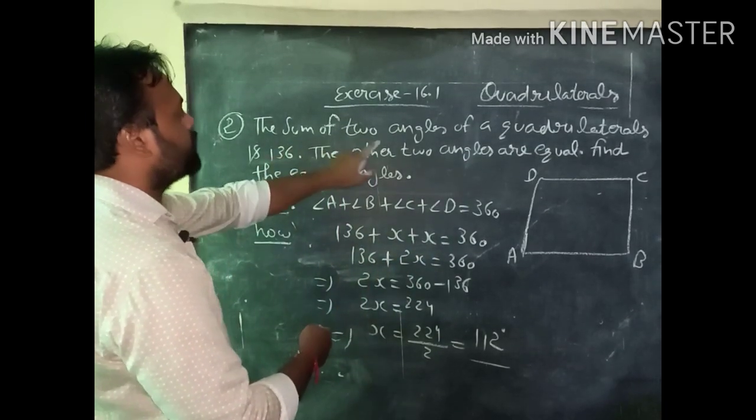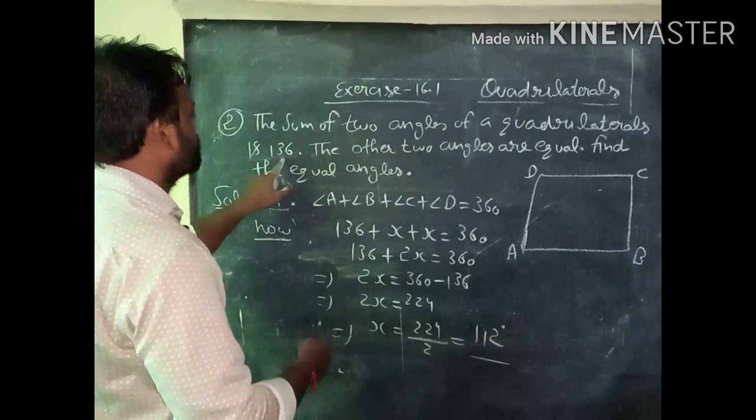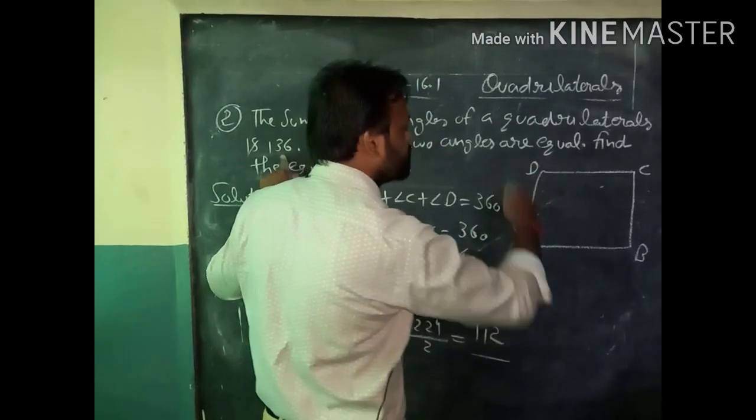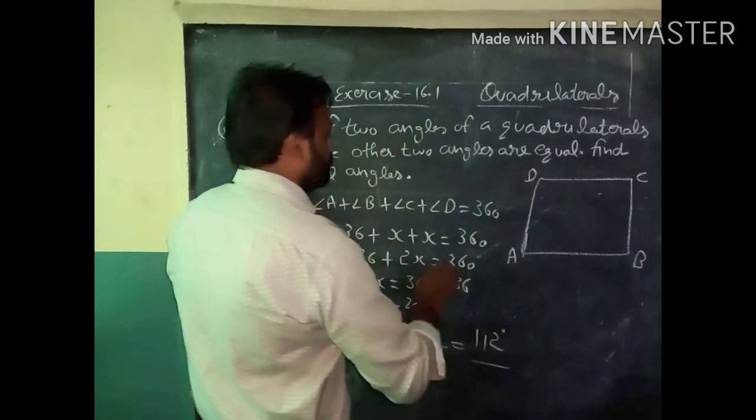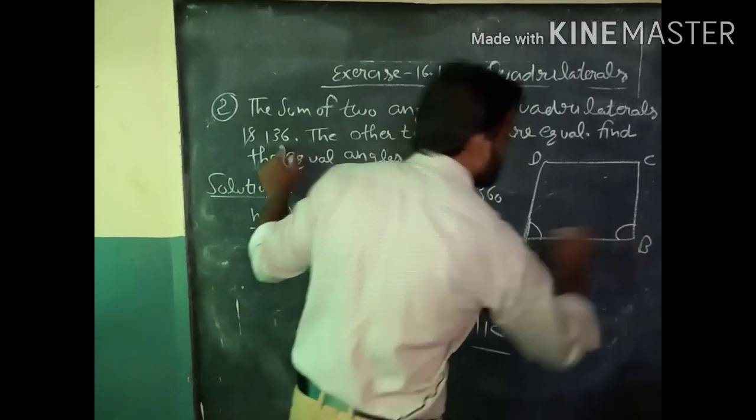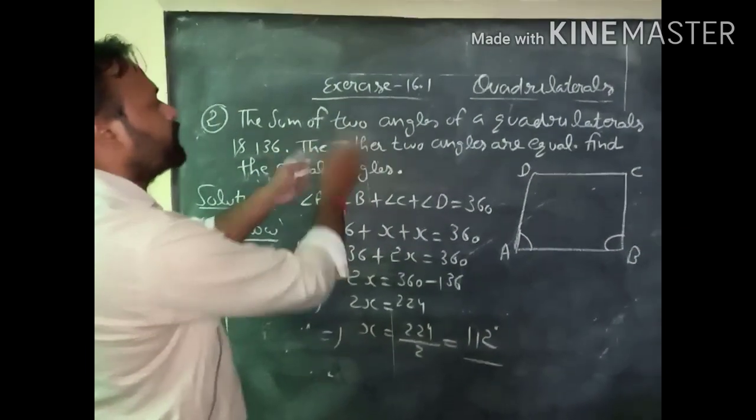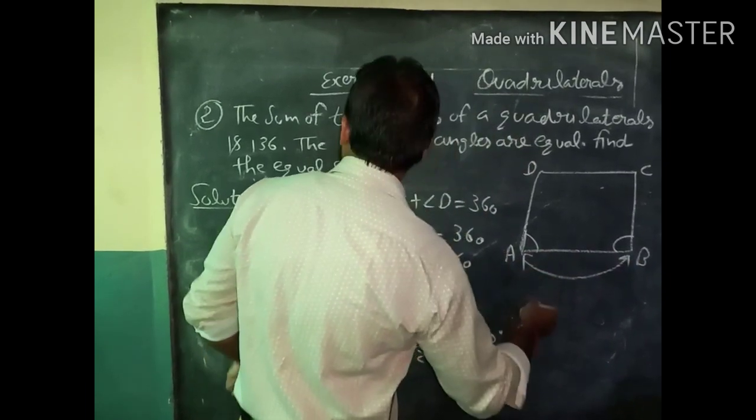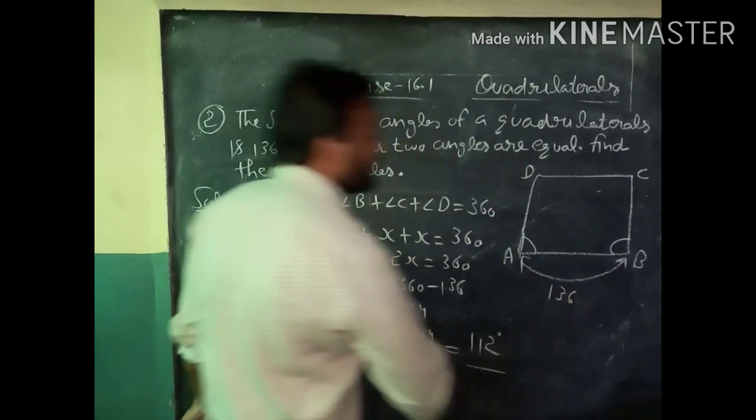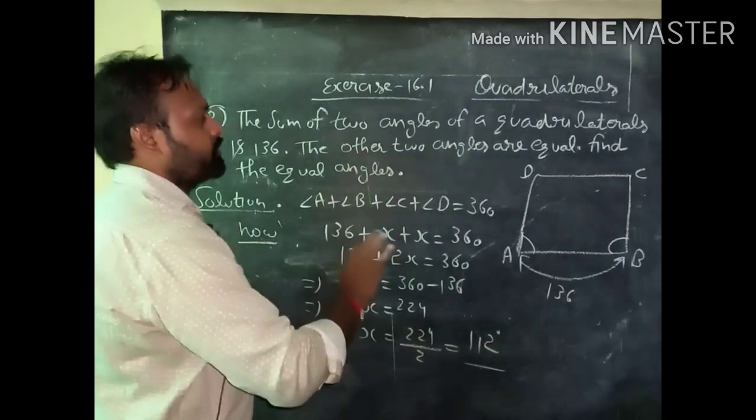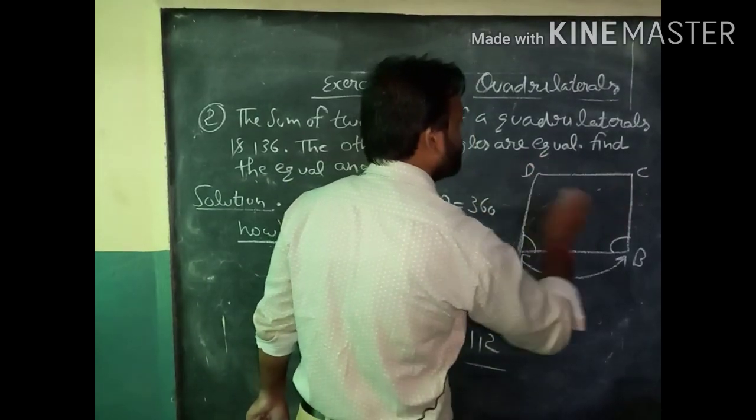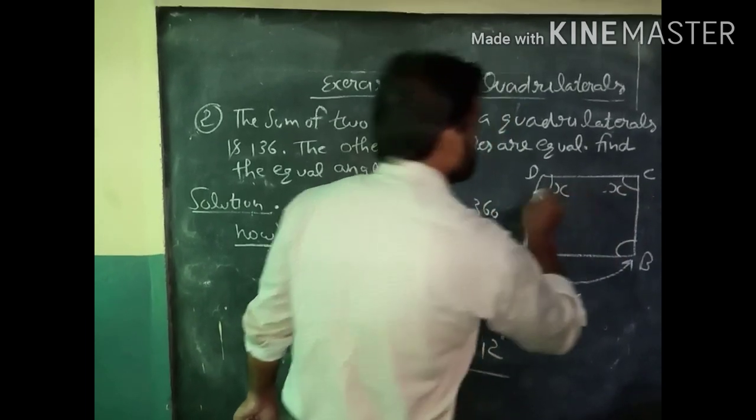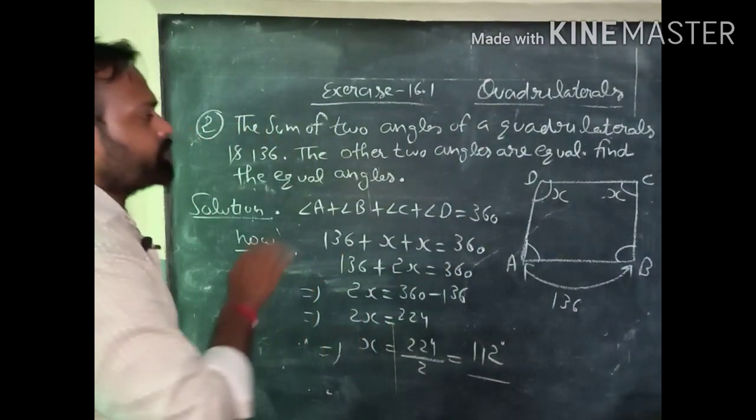First of all, the sum of two angles of a quadrilateral is 136. You can also draw a rough sketch because with the help of the diagram you can easily understand. Suppose this is angle A and this is angle B. We are supposing the sum of these two angles A and B is given as 136, and the other two angles are equal, meaning angles C and D are both equal. So let's suppose this angle is X and D is also X.